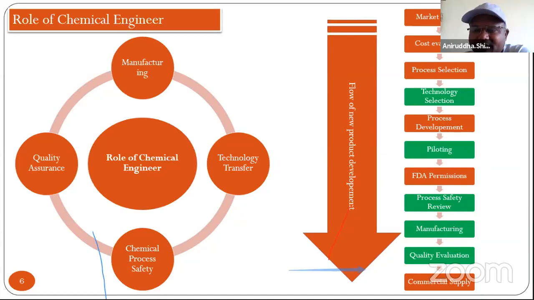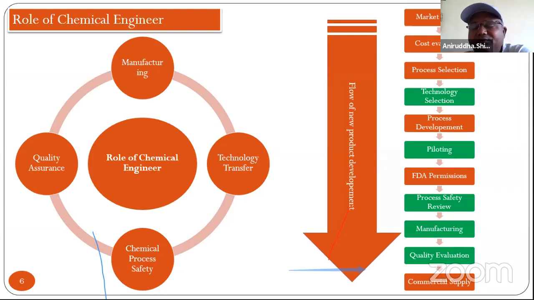And if not, then that product cannot be manufactured further. If it is viable from the cost perspective and process safety perspective, then it is taken to the next step. That is, after this, for commercial manufacturing, before that, they have to take FDA permissions.